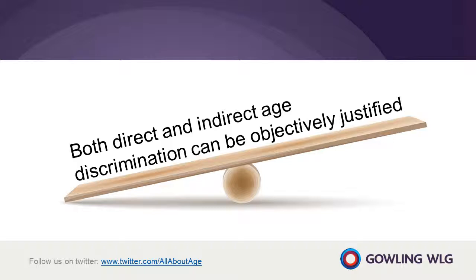Unlike the other protected characteristics in the Equality Act, such as race, sex, disability, uniquely with age, both direct and indirect age discrimination can be objectively justified. That is, it won't be unlawful if it can be shown that the treatment or the provision, criterion or practice is a proportionate means of achieving a legitimate aim. I think the majority got that right on the poll question.